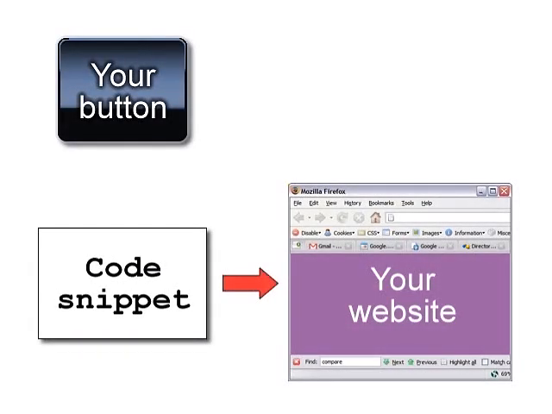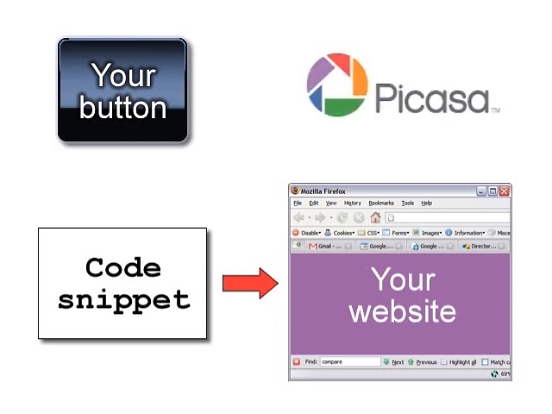It works like this. Once you've made your button, you place a small snippet of code on your website. This code detects if a user has Picasa installed. The user clicks a link on your website and installs a button directly into Picasa.